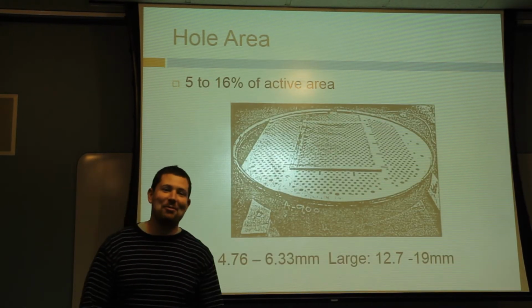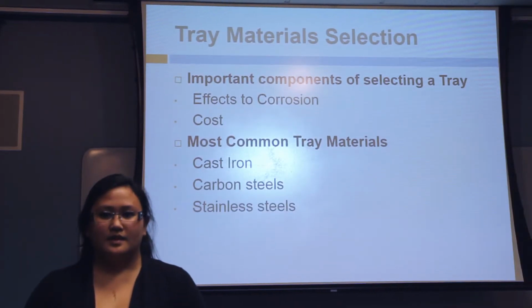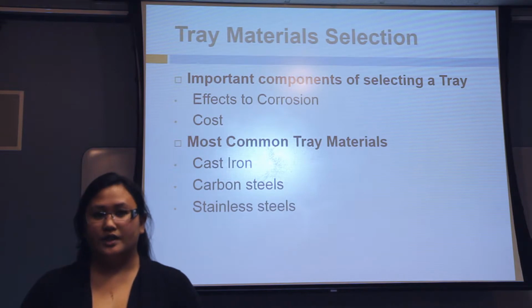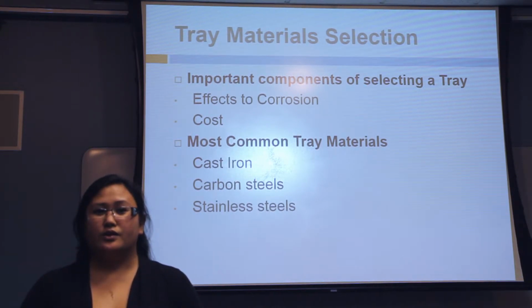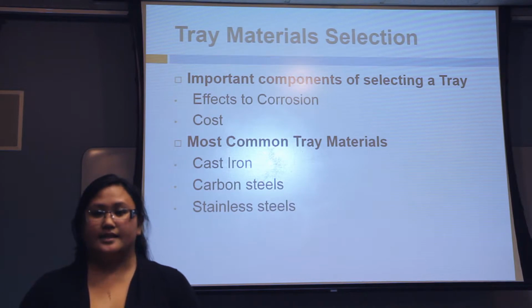Now Marianne will talk to you about material sizing, selection. How do you choose materials for trays? There's two important components for selecting a tray: effects of corrosion and the cost. There's also three most common tray materials that various industries use: cast iron, carbon steels, and stainless steels.